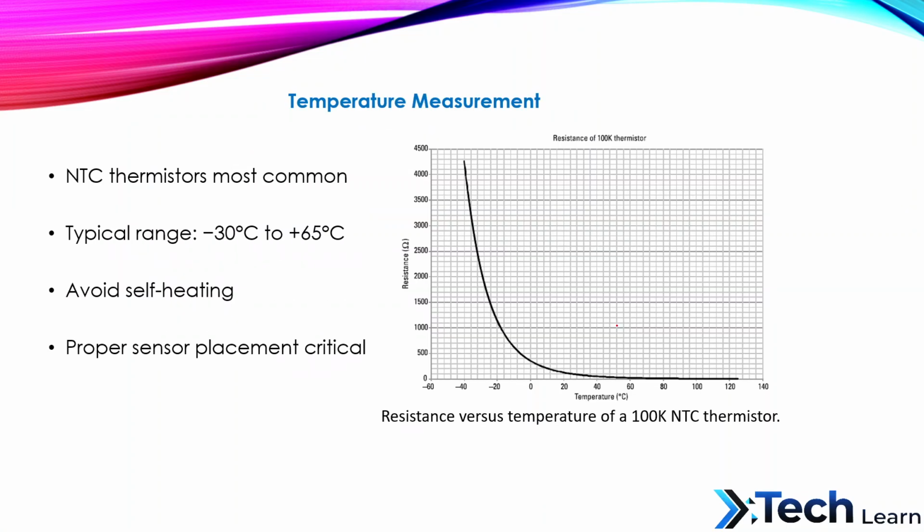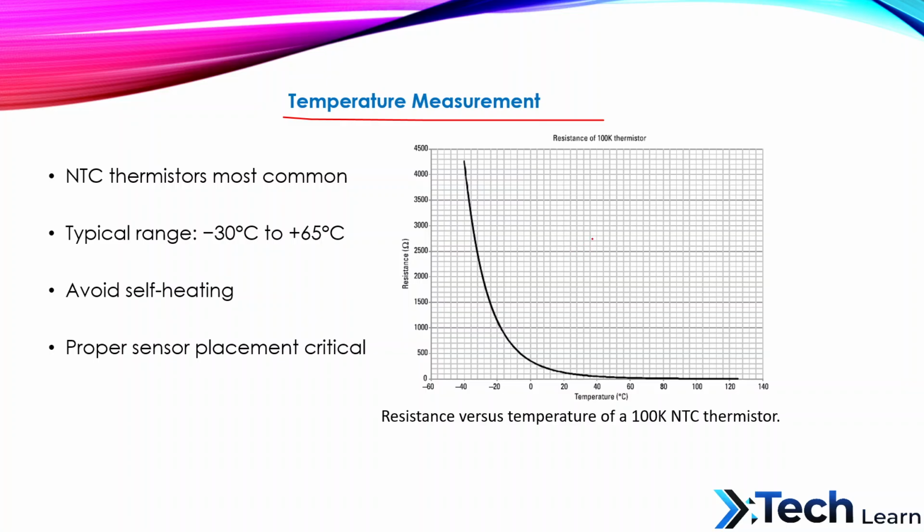Now coming to temperature measurement. Temperature strongly affects battery safety and performance. We know that. Now NTC thermistors are most commonly used, where the typical operating range is minus 32 to plus 65 degrees Celsius. Self heating must be minimized by limiting current through the thermistor. Proper sensor placement is critical because we measure surface temperature, not internal core temperature.